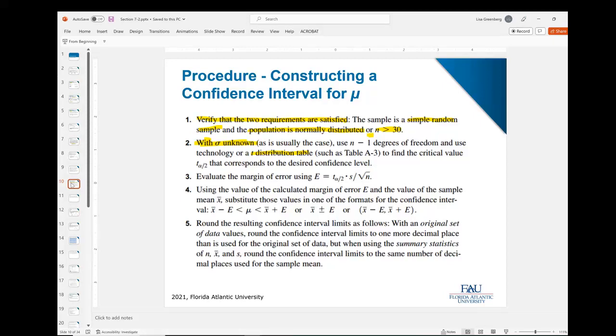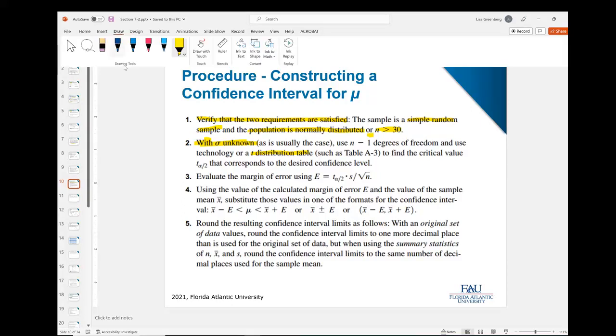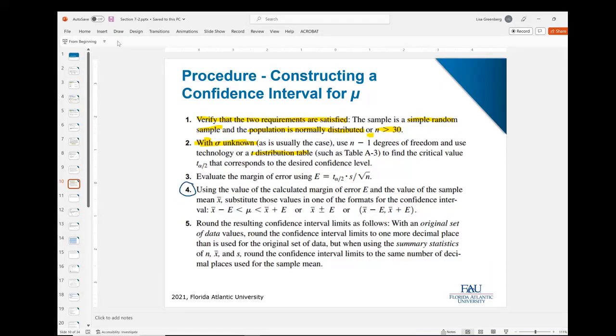Evaluate the margin of error. We're not going to be doing that. That's really only for manual. If we have a problem that needs that, I'll show you how to do it. Use the calculated margin of error and the value of the sample mean. Substitute those values in one of the formats for the confidence interval. Basically, what that says is, I want you to understand this, even though we're not going to do it, but we will need it for some things.